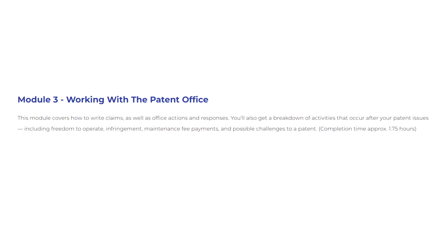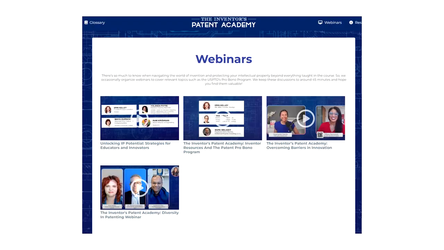The third module focuses mostly on what happens after a patent application is filed and what to expect if you're fortunate enough to have your patent application granted into an issued patent. The material is presented in a similar style to the first 2 modules, maintaining a consistent tone and structure throughout. The site also hosts various webinars in addition to the course that you can check out to get additional information.